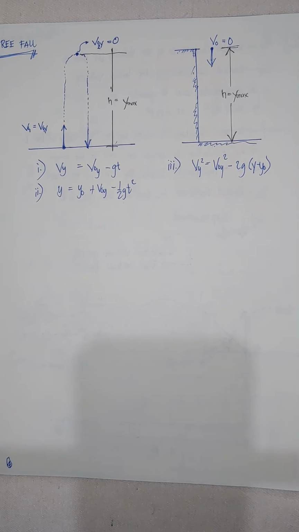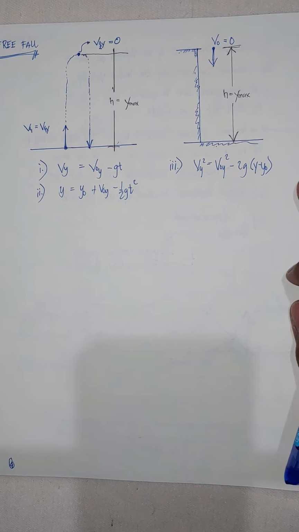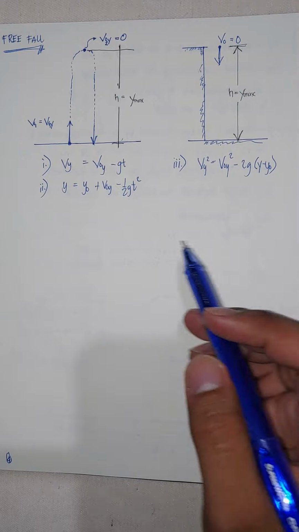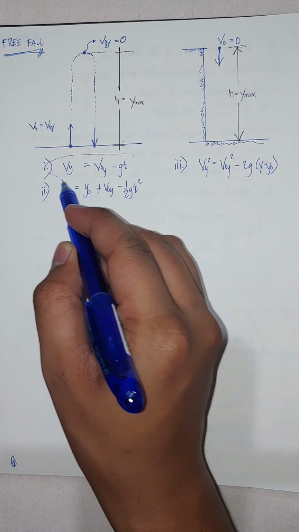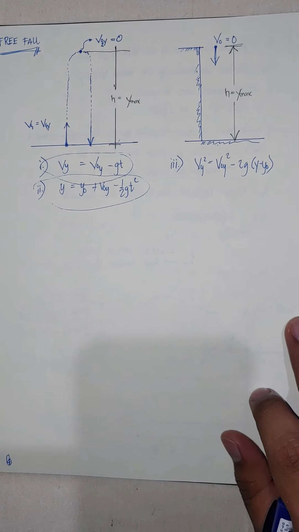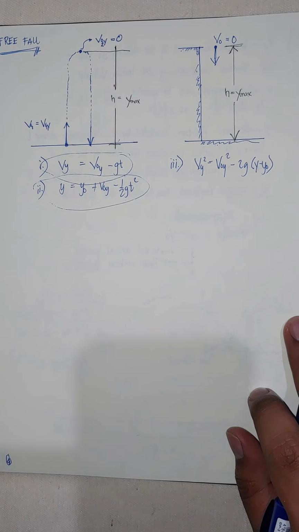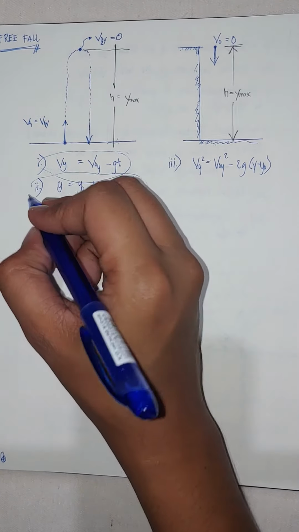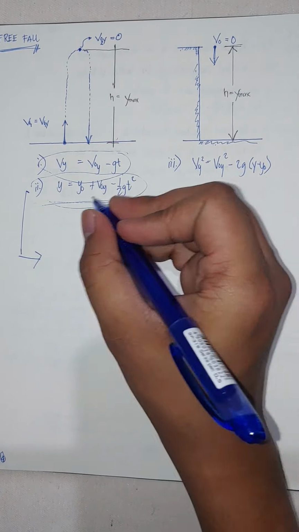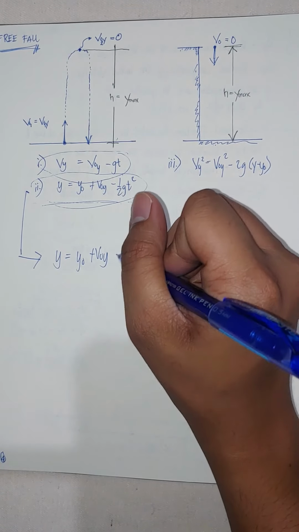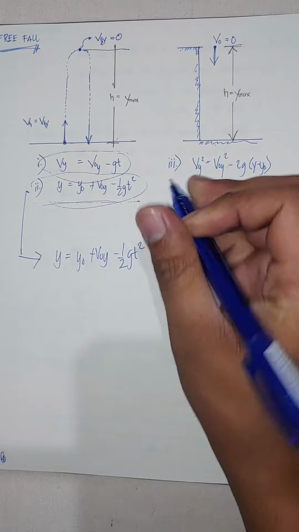Okay. What I only want to consider here is this equation and also this one, but the most useful is this one. Let's start, I would like to solve this one: y is equal to y naught plus voy t minus 1 half gt squared.